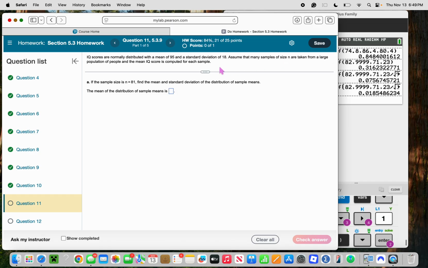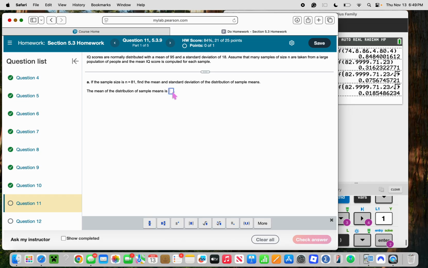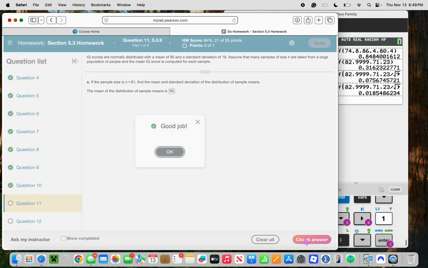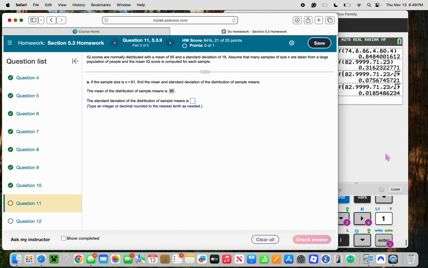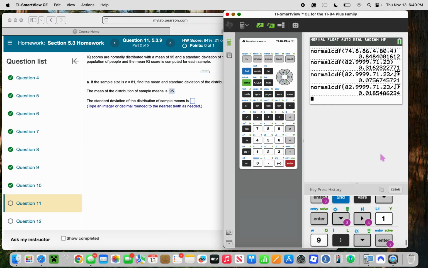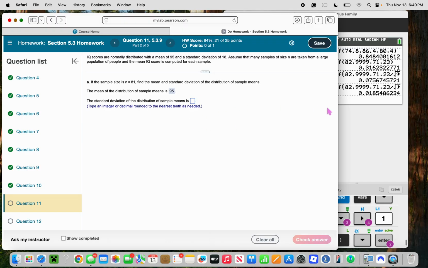When it's many samples, we are guaranteed that regardless of the shape of the parent distribution or the population distribution, samples of size n are taken from a large population of people, and the mean IQ score is computed for each sample. If the sample size is 81, find the mean and standard deviation of the distribution of sample means. So the average is going to approach the population average. The standard deviation, it says round to the nearest tenth, is going to be 18 divided by the square root of 81.